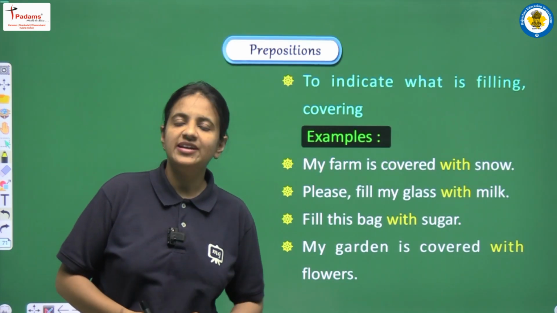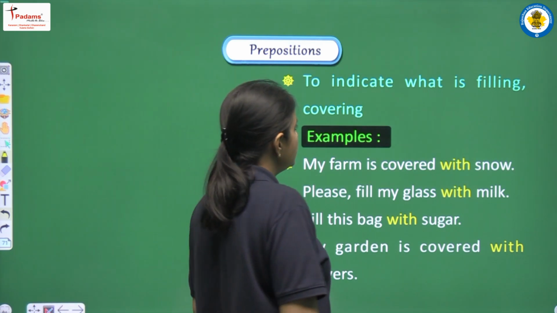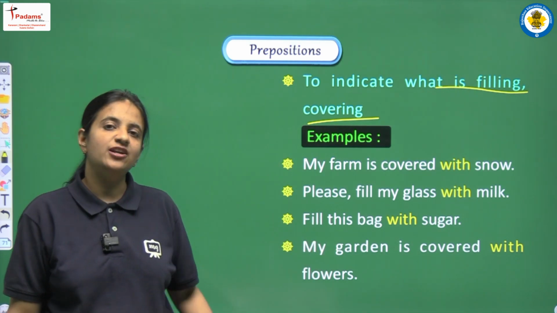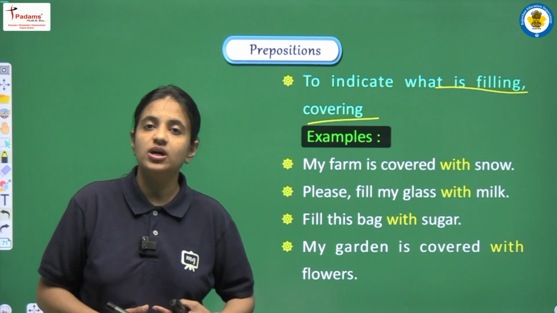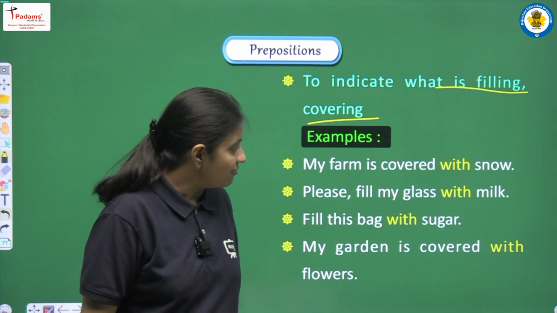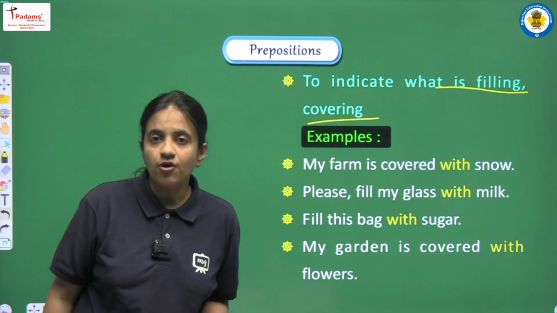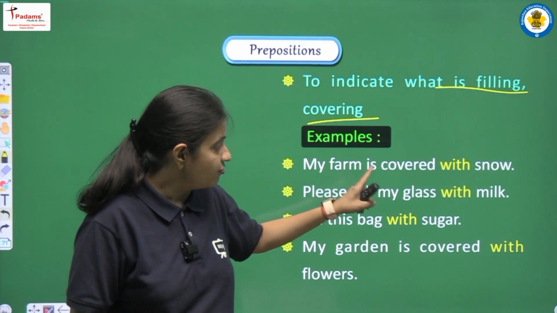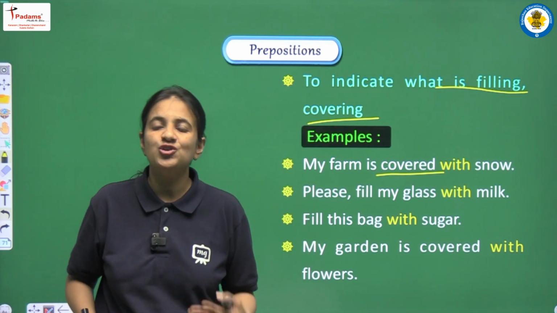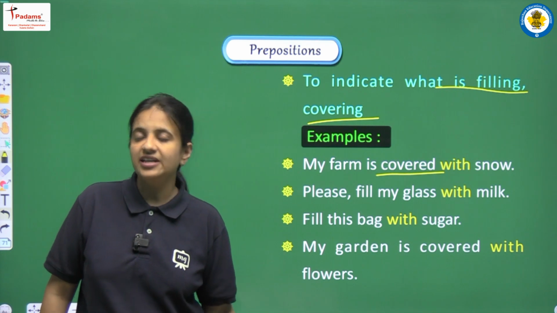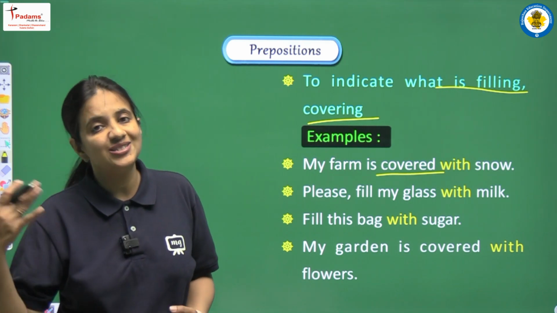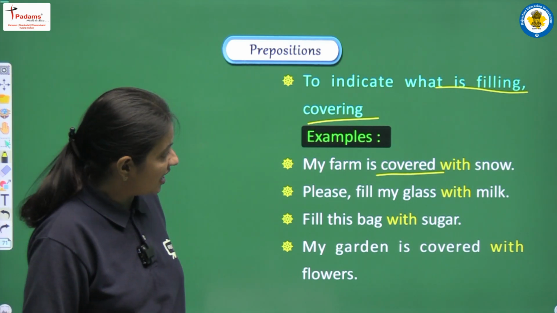Now next we have another use of "with." So let's see. "With" is used to indicate what is filling, or we can say what is covering. So whenever we have this kind of sense, this kind of meaning, to fill, to cover, then we can use "with" in a sentence. Let's see the examples to clear this. "My farm is covered with snow." So there was some kind of snowfall, and after the snowfall we are saying that the entire farm was covered with snow. So here we have the sense of covering. So the farm was covered how? With snow.